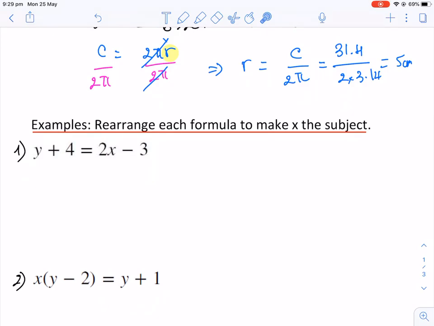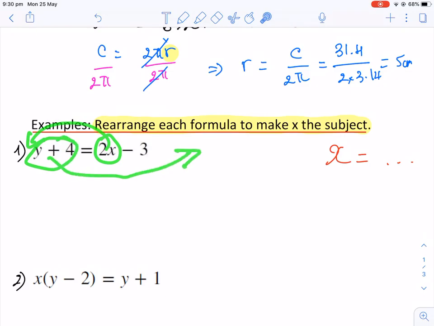The example requires you to rearrange each of the formulas and make x the subject of the equation. When it's asking you to make x the subject, it means that your answer is going to be x equals something related to y or other values, but it has to be 1x equals something. Now with this one, I have y plus 4 equals 2x take away 3. To make x the subject of the equation, I have to move everything related to x to one side of the equation and the remaining to the other side.